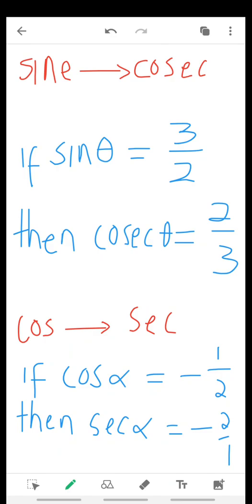Okay, so if sine theta is equal to 3 over 2, then what will be cosec theta? Cosec theta will be the opposite, 2 over 3. Okay, let's go to cos. What do we call the reciprocal of cos? It has its own special name. We call it sec. So if cos alpha is equal to negative 1 over 2, then what will be its reciprocal? Sec alpha will therefore be the opposite, negative 2 over 1.